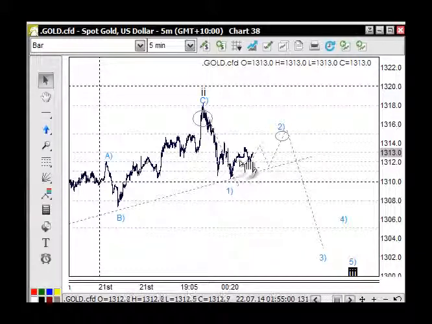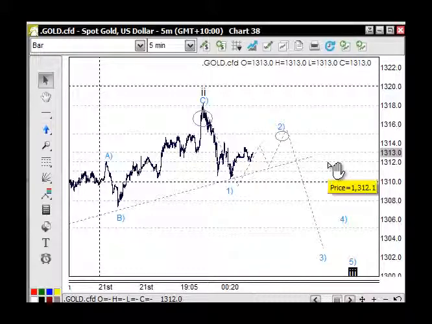Once this A, B, and C is done and dusted, look for 13.12, the pivot within group 1. Group 1 is always 1, 2, and 3. So once the number 2 here, the pivot within group 1, becomes a retested resistance, then you know that it's going to be pulled down further from that point there.